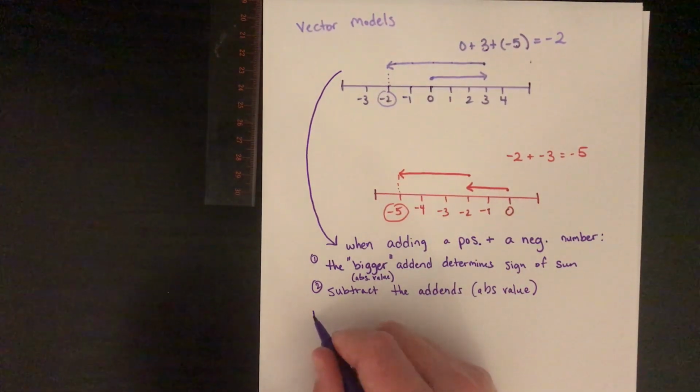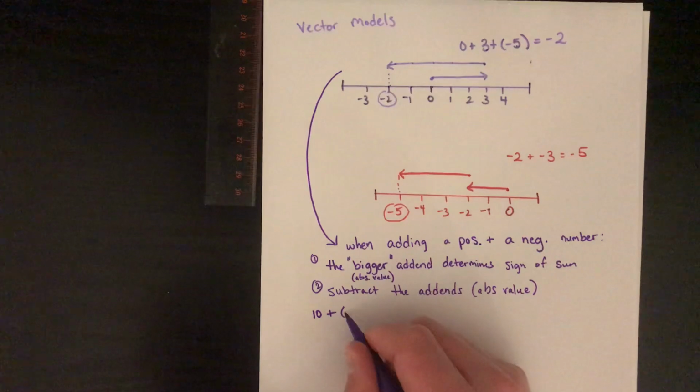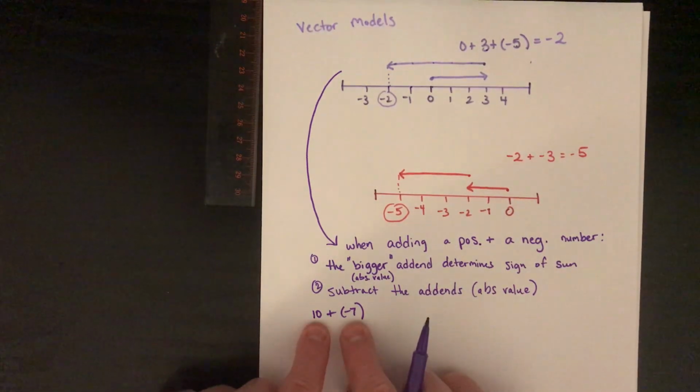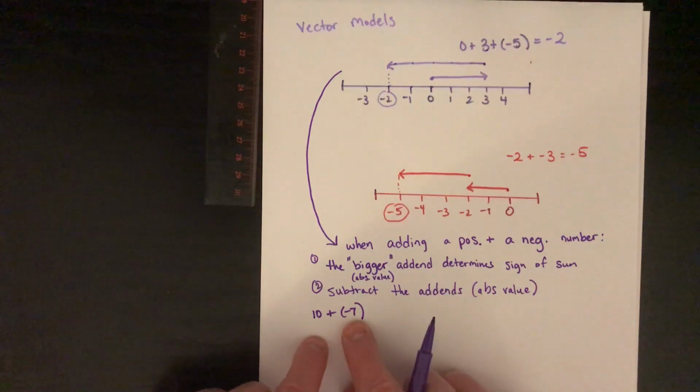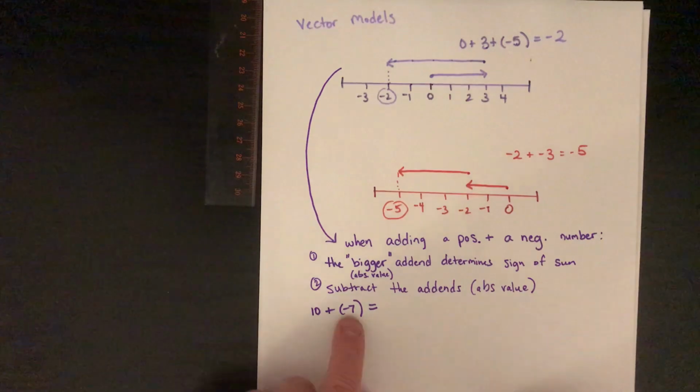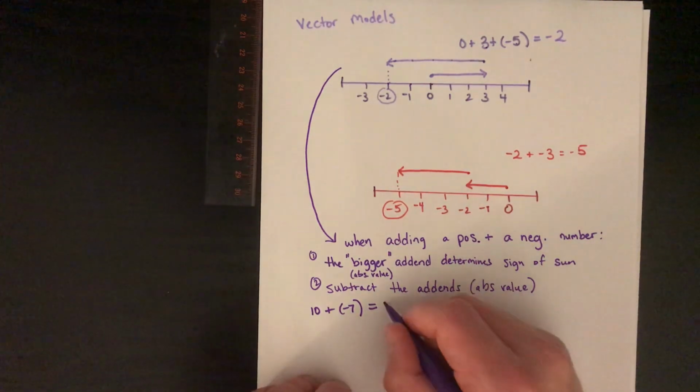Let's say I needed to do 10 plus -7. Okay, let me look at their absolute values first. 10 and 7. 10 is bigger, that's the positive number. So my answer to this is going to be positive. Now let me just subtract them. 10 minus 7, 3. All right, the answer is positive 3.